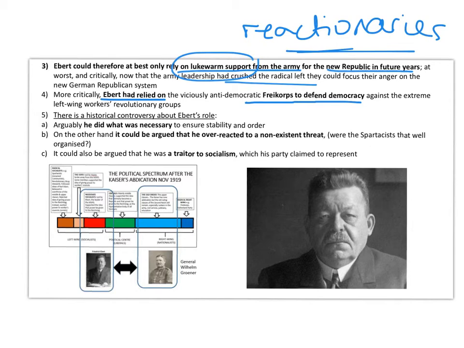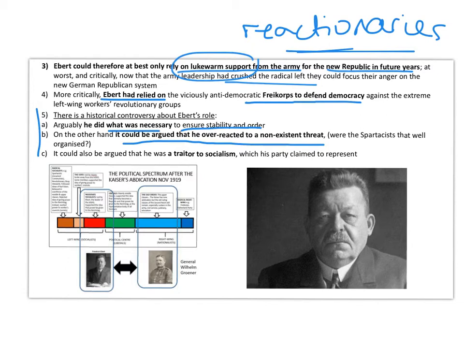So this is why the Ebert-Groener Pact is so important. So there's a historical controversy here about Ebert's role. Arguably, he did what was necessary to ensure stability and order. The Ebert-Groener Pact was necessary. Many historians defend Ebert, said he had no choice. On the other hand, there are some historians who are not very defensive of Ebert. What they actually say is that when he agreed the Ebert-Groener Pact, he overreacted.